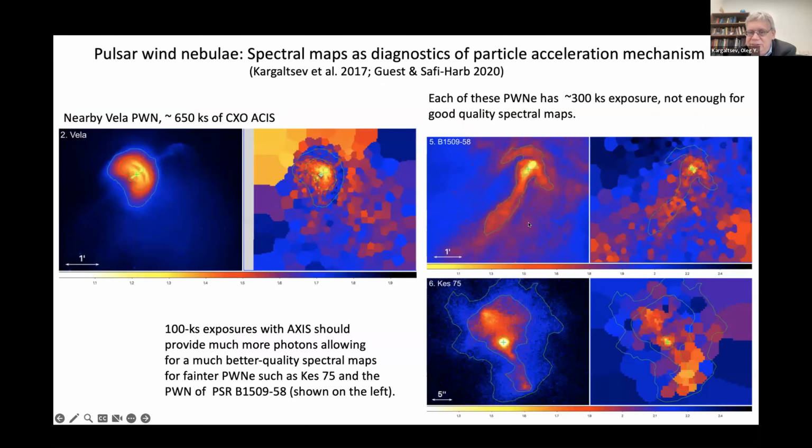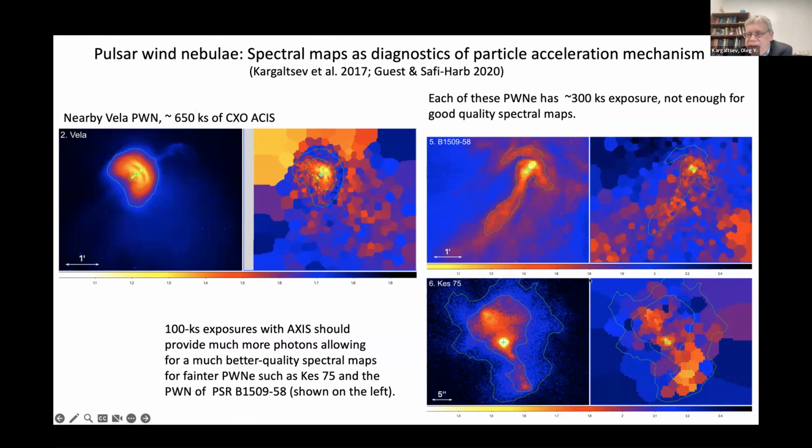But there are other pulsar wind nebulae where I want to demonstrate another property that X's can do: the spectral maps. Because it is a high resolution image, but there's also energy information for each photon. The spectral maps for pulsar wind nebulae do allow us to compare data and models of particle transport. That's what you really want. And with Chandra, we are only able to do this for very nearby pulsar wind nebulae like Vela and Crab.